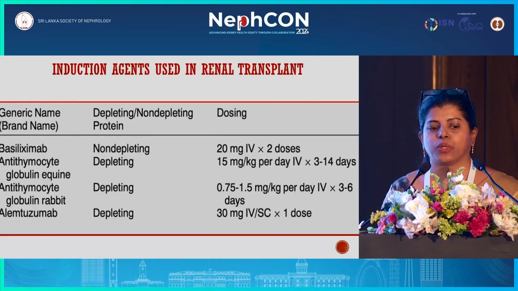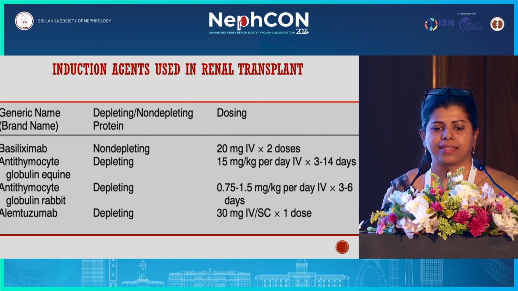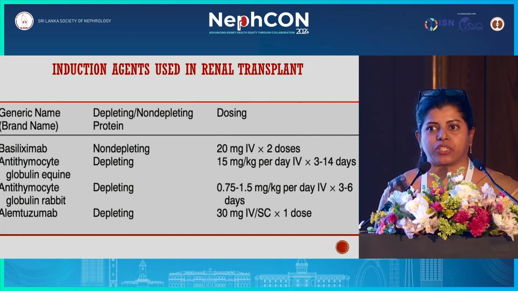So these are the usual induction agents. Basiliximab is the IL-2 blocker. Anti-thymocyte globulin and alemtuzumab are the depleting proteins. And these are the suggested doses, but each transplant center has its standard protocols.